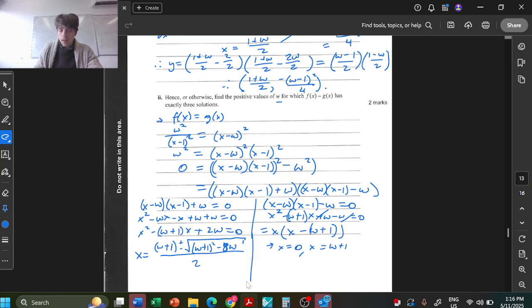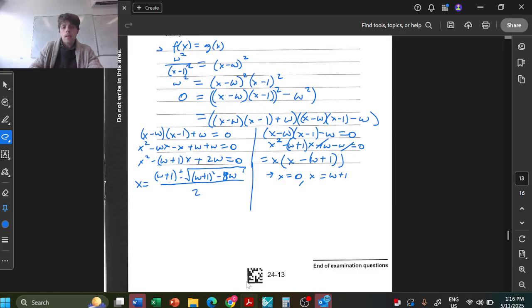Okay, so what is important about this little expression here? What's important is that when that thing underneath the square root sign is equal to 0, we're going to have plus or minus 0, which means these two things are going to give us the same result, which means that in total we're going to have 3 values of x, right? So what we're interested in here is when does w plus 1 squared minus 8w equal 0? So we need to deal with that.